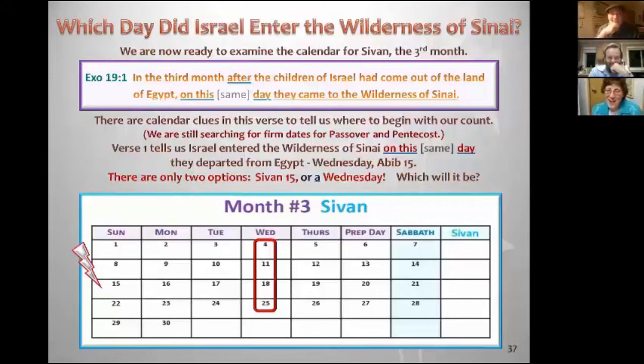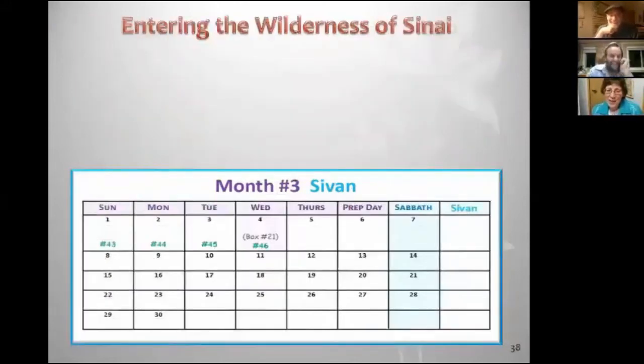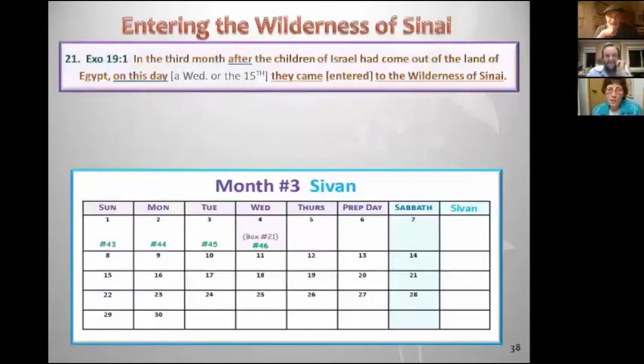Okay, it's going to get fun. I'm giving you the Omer count here. I've added that in. This box over here is just for comment. We're entering the wilderness of Sinai. There's your verse in case you didn't remember. In the 3rd month after the children of Israel had come up out of the land of Egypt on this day. So it was either a Wednesday or it was the 15th. That is when they entered the wilderness of Sinai. And if you're doing your math really quick, you already know what the answer is.